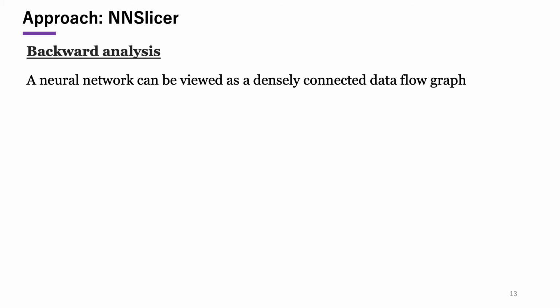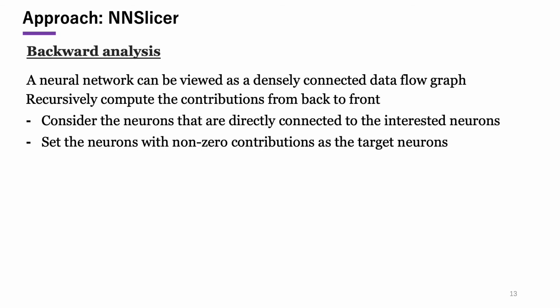The backward analysis is motivated by the data flow graph in traditional program analysis. A data flow graph defines the data dependencies between the instructions and variables. A neural network can also be seen as a data flow graph. Based on this intuition, NNSlicer recursively computes the contributions from back to front.